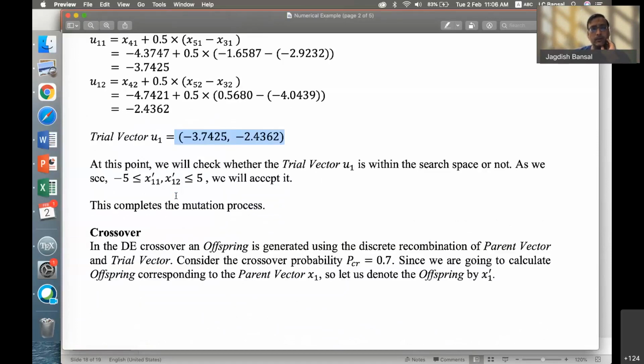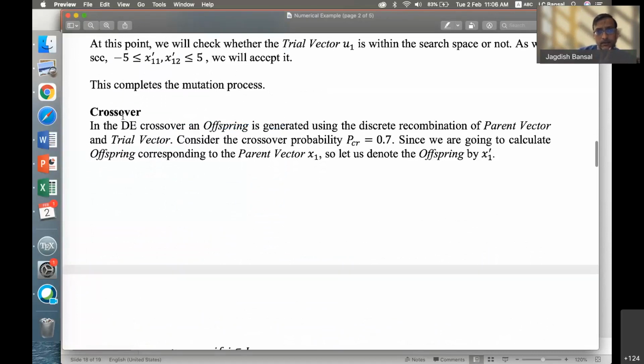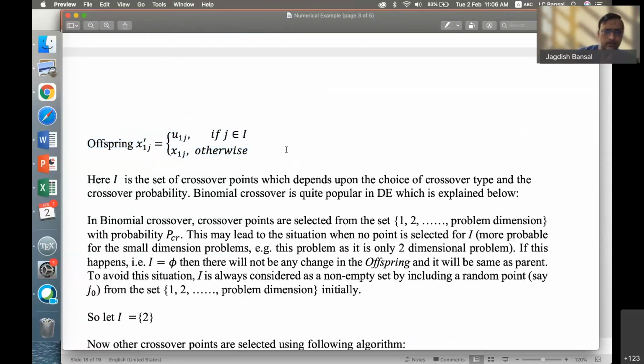And I already told you, if you remember this formula, here instead of capital J, it is denoted by capital I. So please note, this is the set of crossover points. This offspring child is taking the gene either from the target vector or from the parent vector based on this set I. If that particular index is in this set I, then it is taken from the target vector, otherwise it is taken from the parent vector, right? So let us construct this capital I.